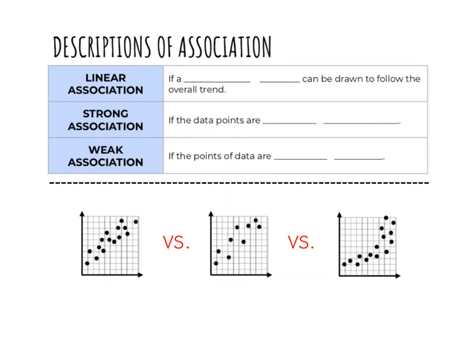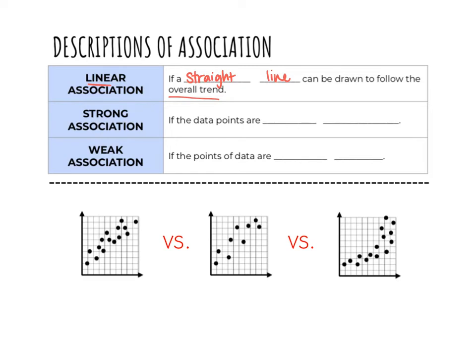So not only are we going to work on identifying the type of association, we're also going to then describe it further. So there's 3 general ways that you can describe associations. And the first would be linear. And in that word linear, we see line. So if a straight line can be drawn to follow the overall trend, we call that linear.